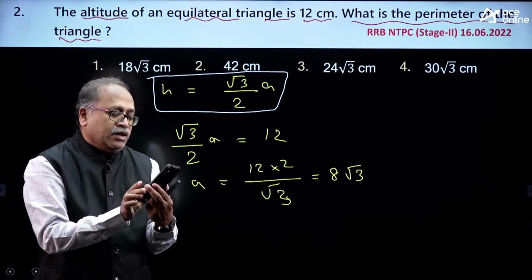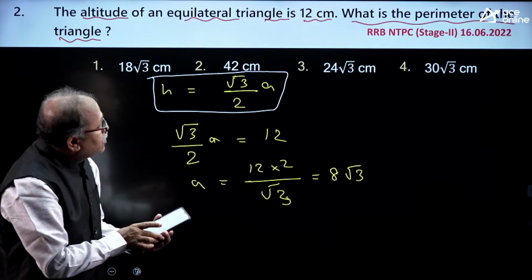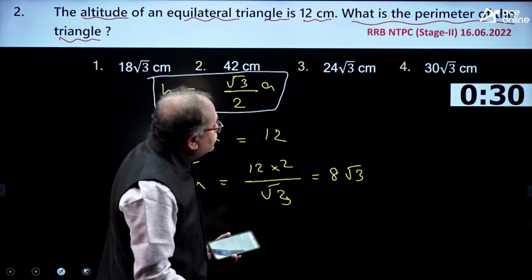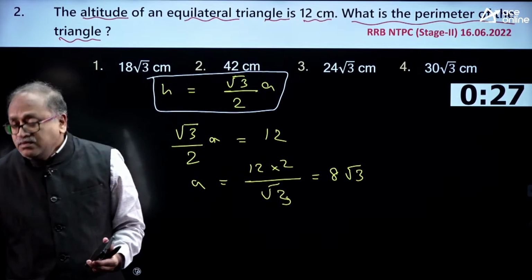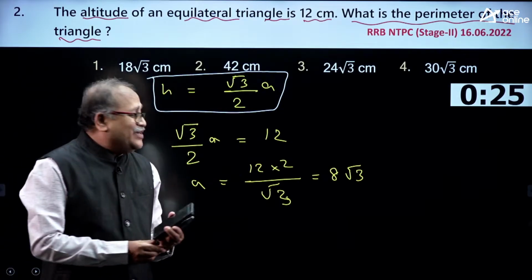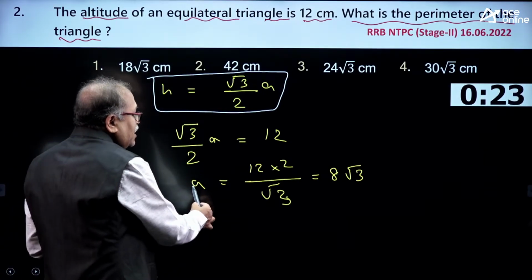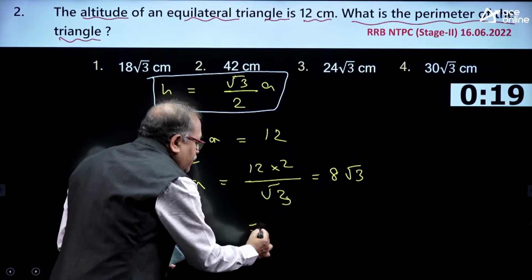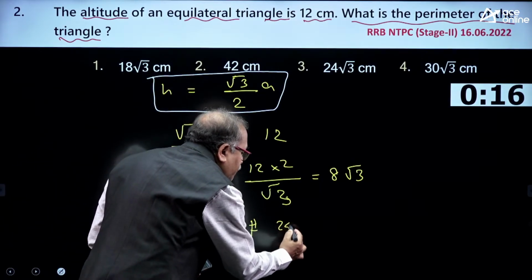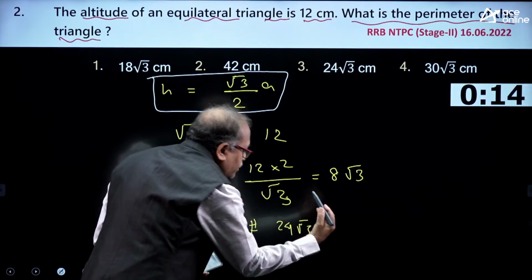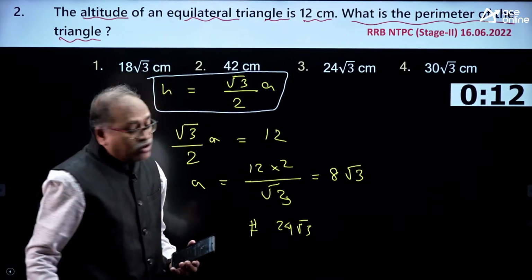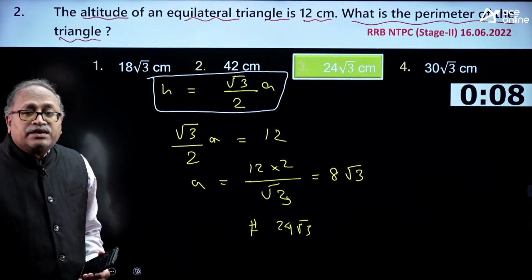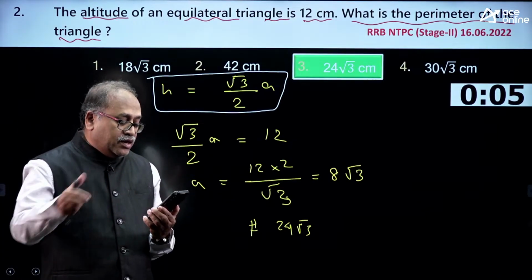Well done. So what's your option? Option choice 3 you said. Let me check that option choice 3. I need the perimeter. I did give the 30 seconds to you. I need the perimeter. That means I need the 3a. So that is 8 times 3 is 24. So my required value is 24 root 3. Well done, my friends. And your answer has to be 3. Let me check the answer. Answer is 3. That's right. Well done.